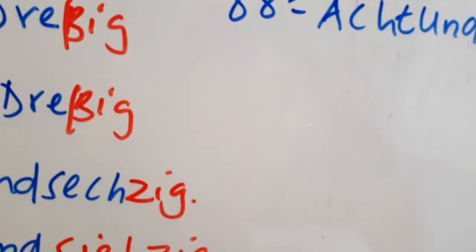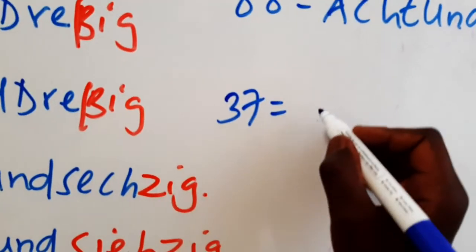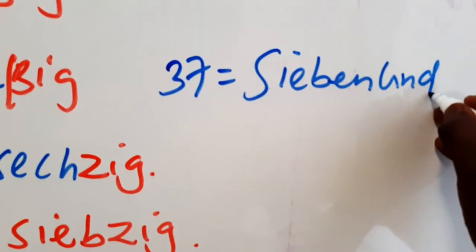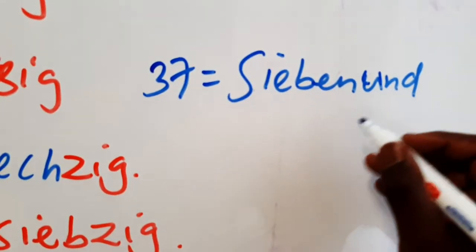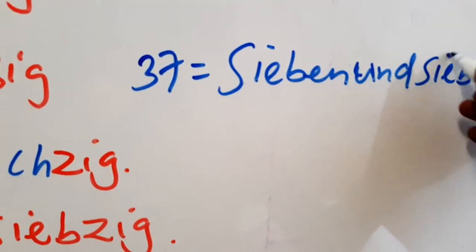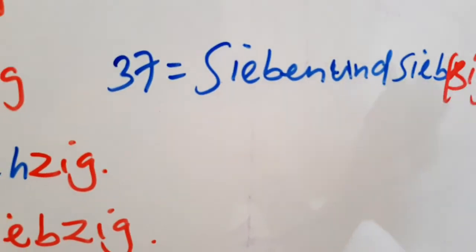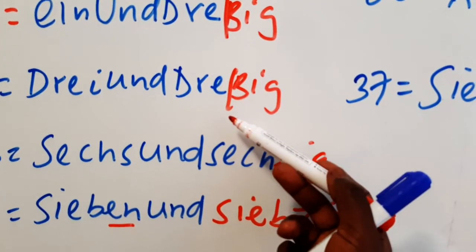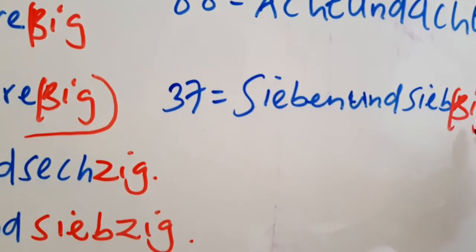Okay. And one last one, let's say 37, for example. So it will be sieben und, this is you, okay. Sieben und siebzig, okay, because you'll have to put only this part of 30, that is from dreißig. So it's sieben und siebzig, okay.